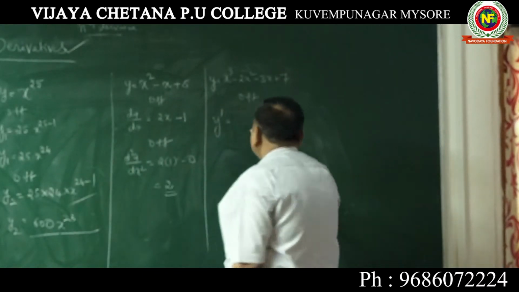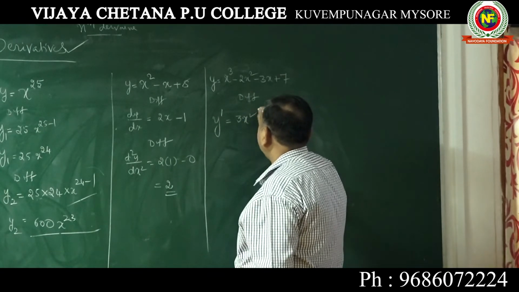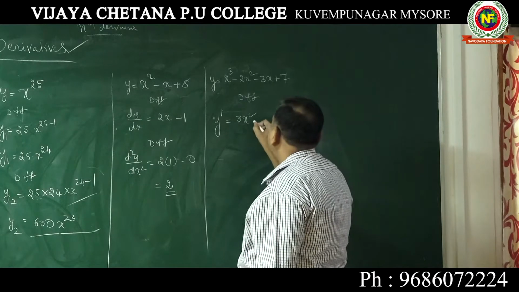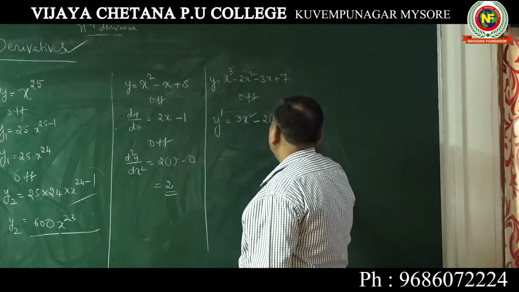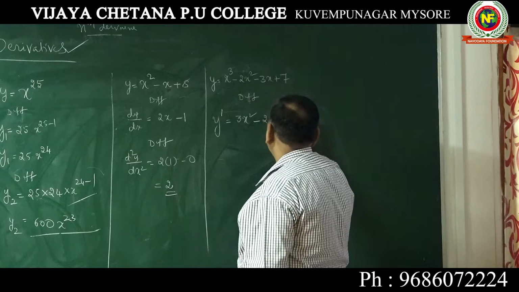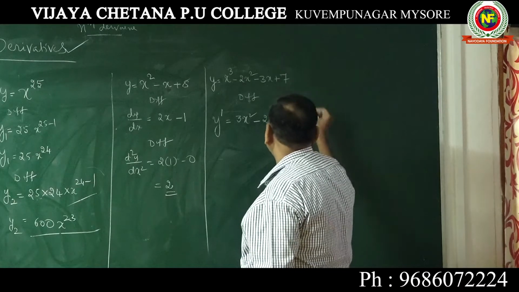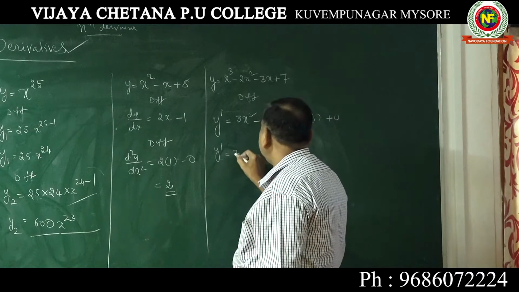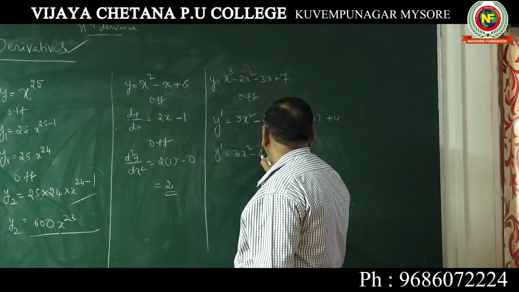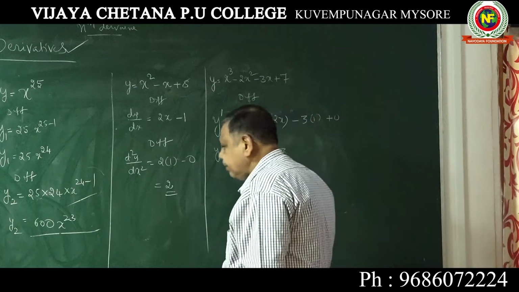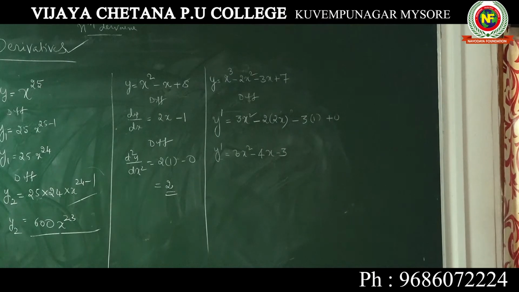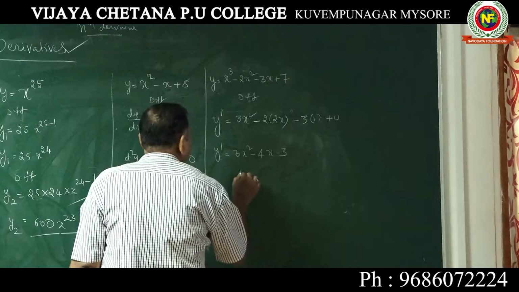Y dash is 3x square, when you differentiate this x cube, 3 into x square, minus 2 into 2x. X square differentiation is 2x, minus 3 and minus 3 into 1 is 0. So y dash is 3x square minus 4x minus 3. They are asking you to find the second derivative of the function, so again further differentiate.